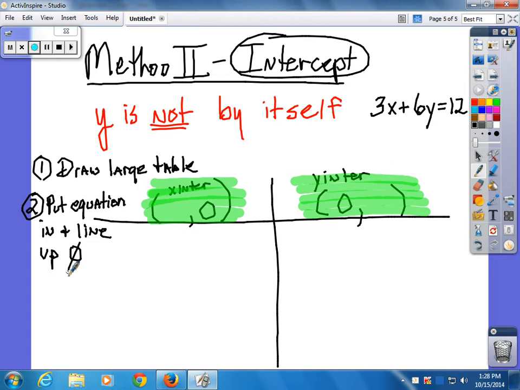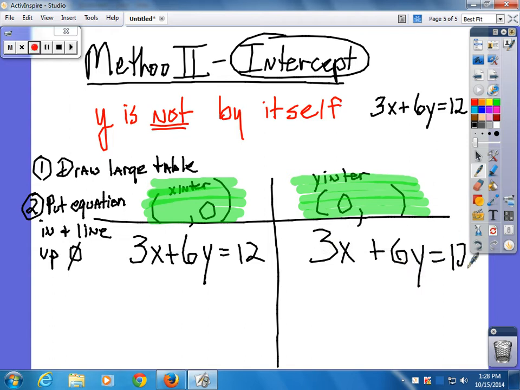0. What is 0 here? Y. So I want my y to be right up under this 0. So here we go. 3x plus 6y is equal to 12. What is this 0? So I'm going to do 3x plus 6y is equal to 12. And I'm going to draw an arrow right there. And I'm going to draw an arrow right there.